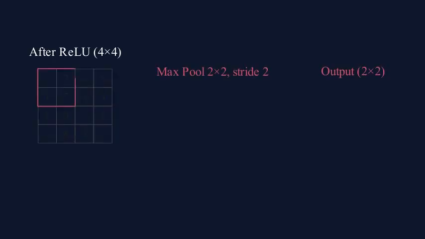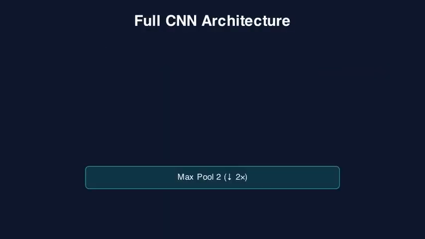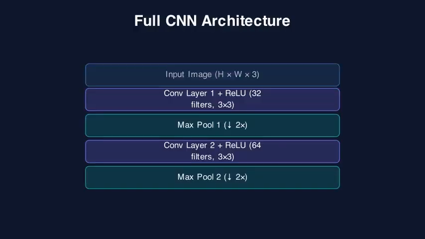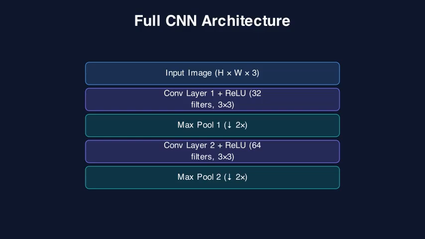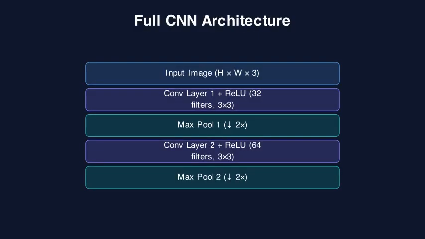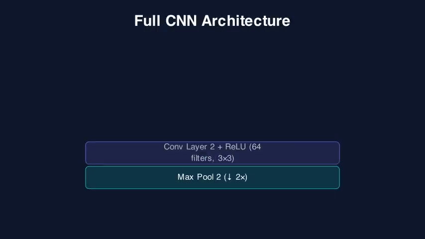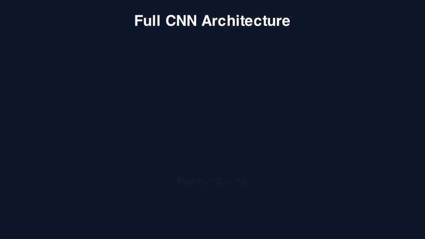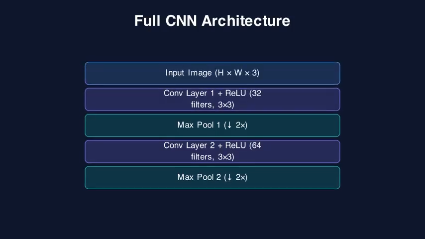All others get 0. Putting it all together, a typical CNN stacks convolution and pooling layers. Each convolution layer learns increasingly abstract features. After the final pooling layer, we flatten the 3D feature volume into a 1D vector and feed it into fully connected layers, just like a standard MLP. The final output layer uses softmax to produce a probability distribution over n classes.